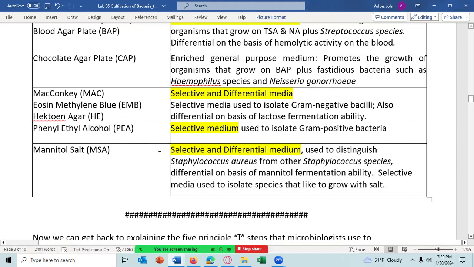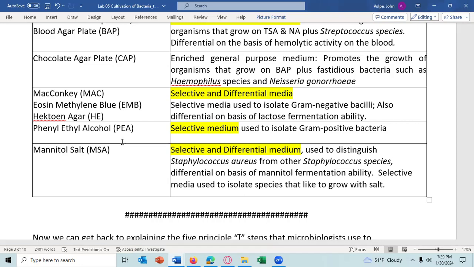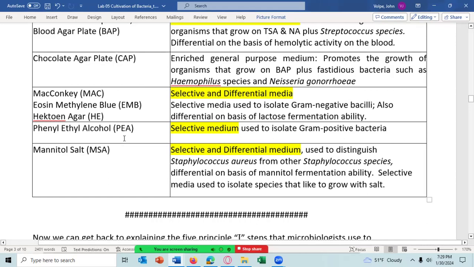We also have selective media, and by selective media, I mean selective alone, and that would be phenyl ethyl alcohol, or PEA. And this media selects for the growth of gram-positive cells. It selects against gram-negative cells. So if the cells are growing on a PEA plate, it's likely to be gram-positive because the gram-negatives are selected against.